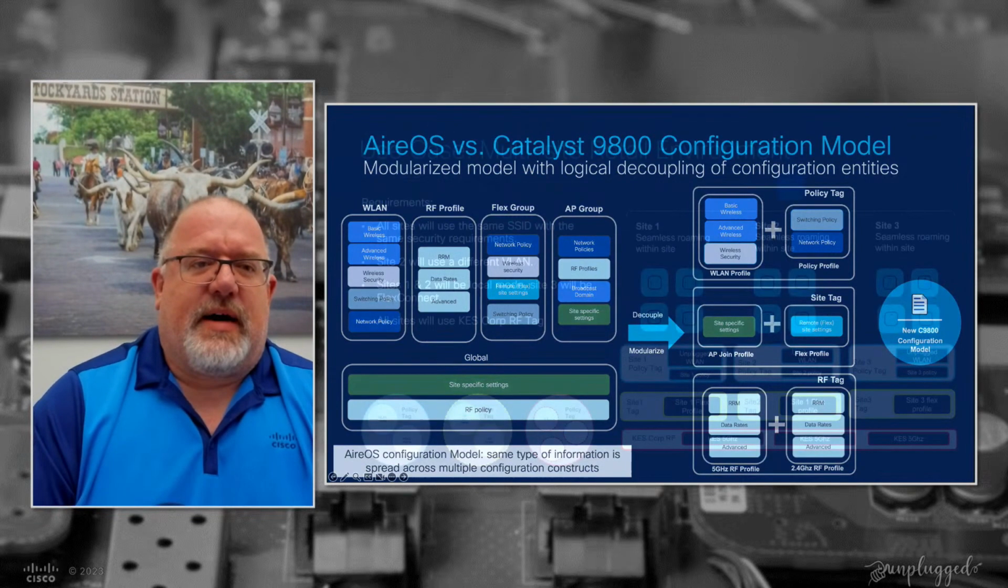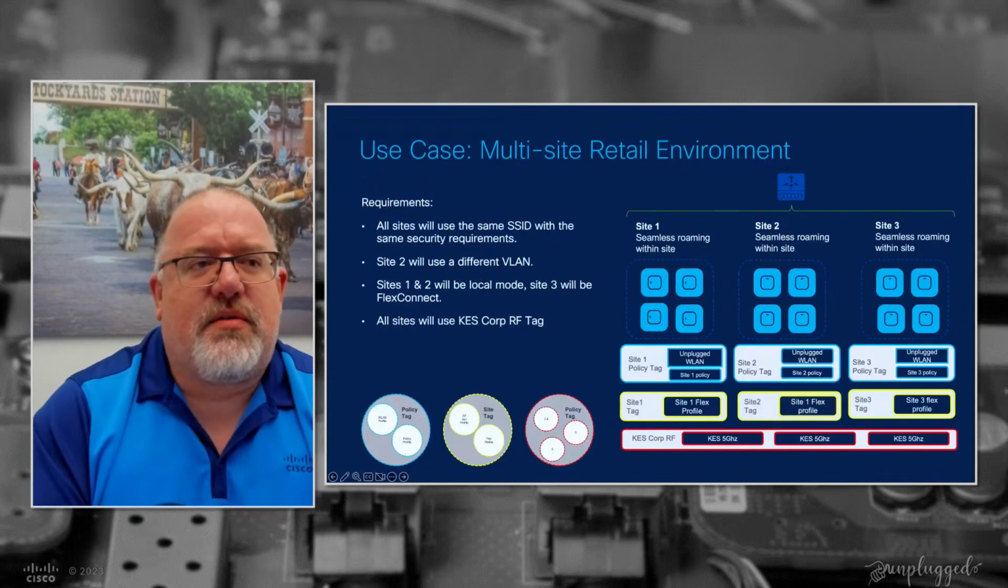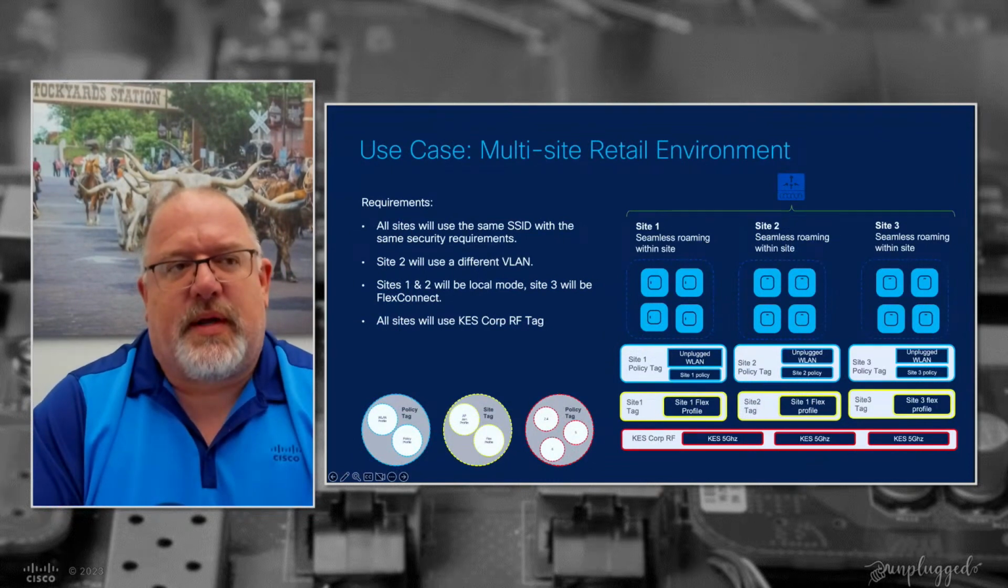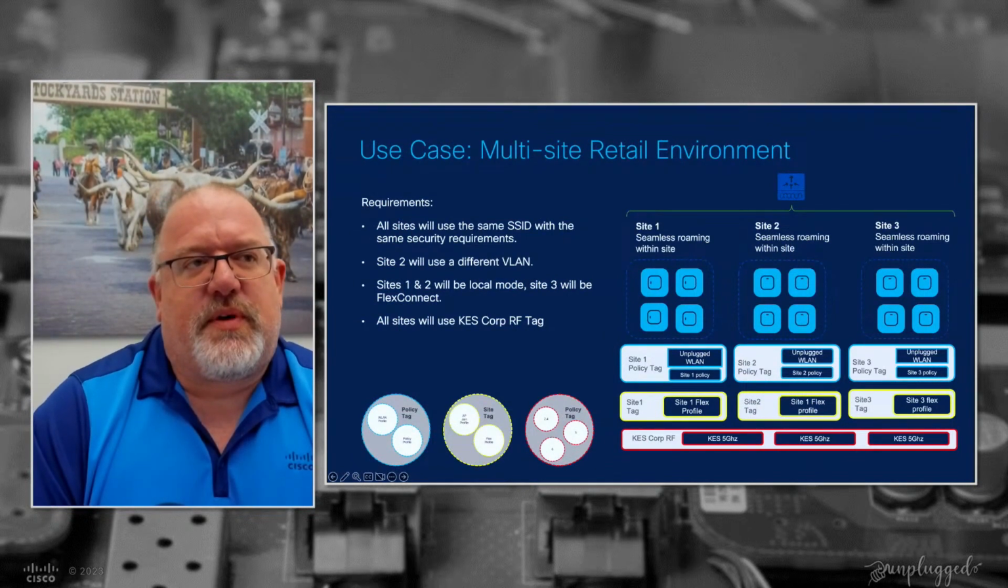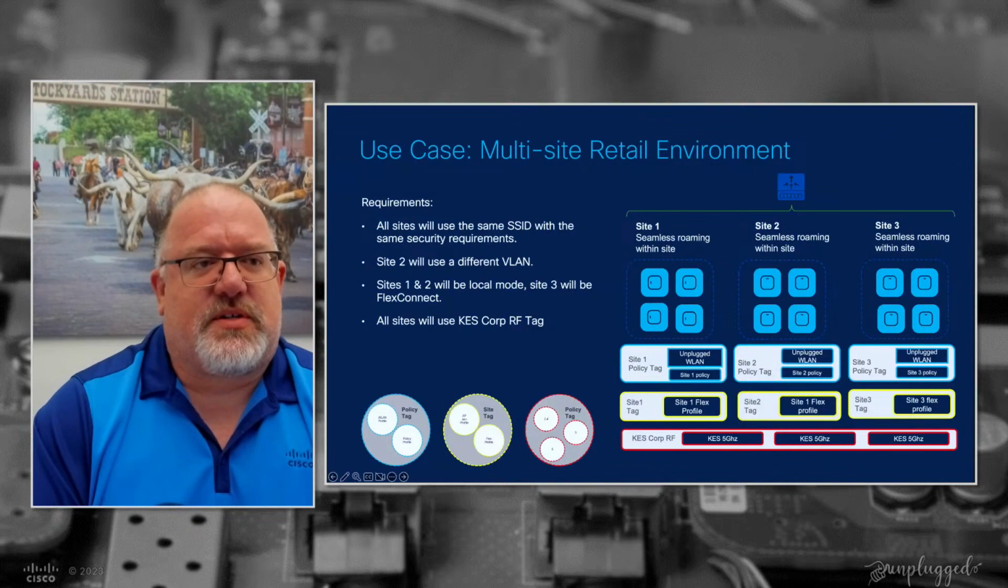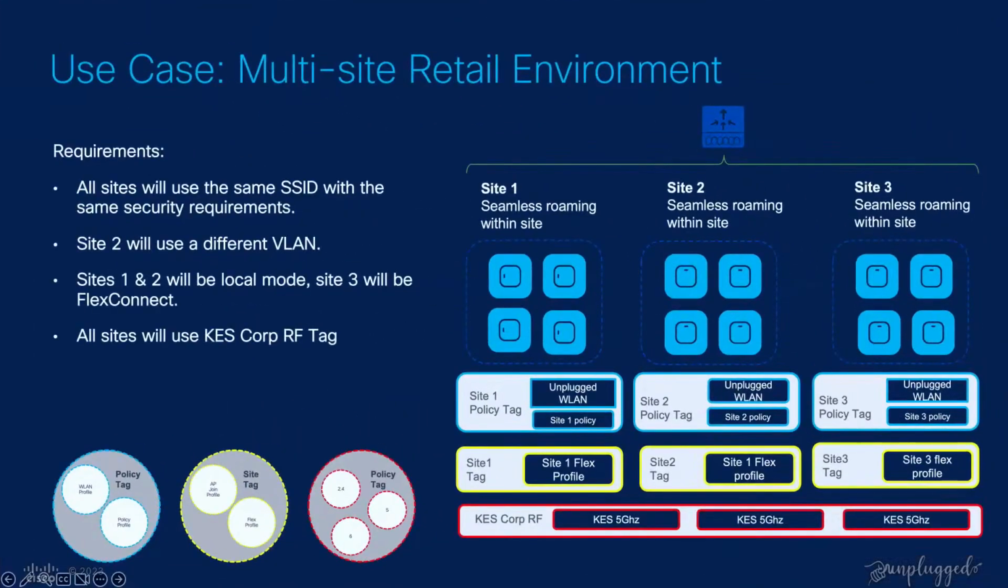So the question I always come back to is, how can we leverage this? What does this really give us? So let's use the case of KesCorp. You've heard us talk about KesCorp before. They are a fictitious company. In this case, they're opening their multi-site retail environment. So they're going through doing a refresh. In this particular scenario, they've got their first site up on a 9800.